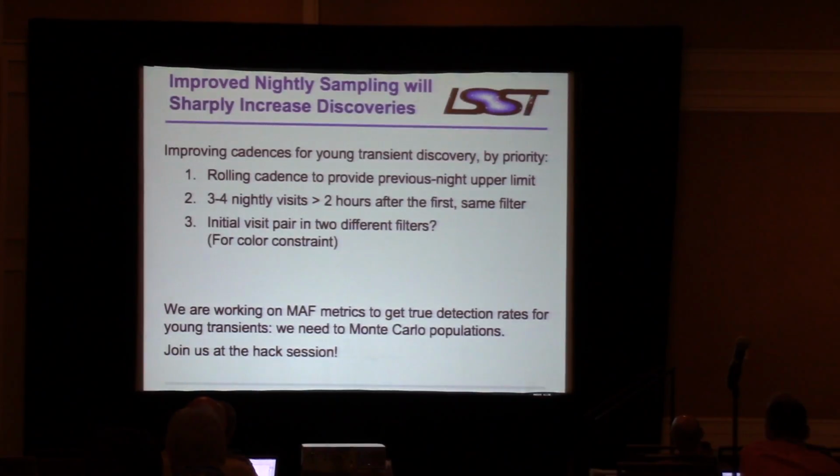So just to look at some potential ideas that would improve LSST for transient discovery, we've talked a lot about rolling cadences. If you can get that previous night upper limit, that helps a lot in distinguishing young events from ones that are several days old. Similarly, more visits per night separated by longer baselines, 2 or more hours, will allow us to distinguish those fast, young, rising events from slower events near peak. And also contemporaneous color information has potential as a diagnostic.